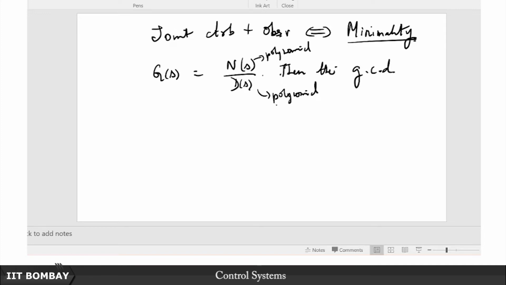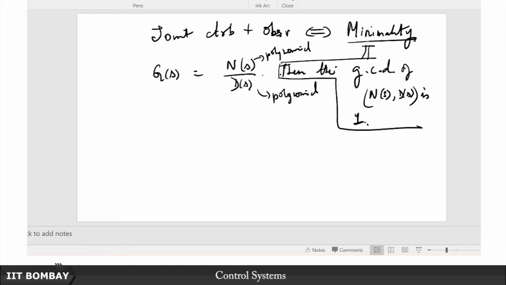This is middle school algebra that you've learned: how to take the common factors of two polynomials. Divide one by the other and see how many terms cancel out, so that the GCD of N(s) and D(s) is 1. In that case they are irreducible. If the GCD is 1, then that is the definition of minimality of this SISO transfer function.